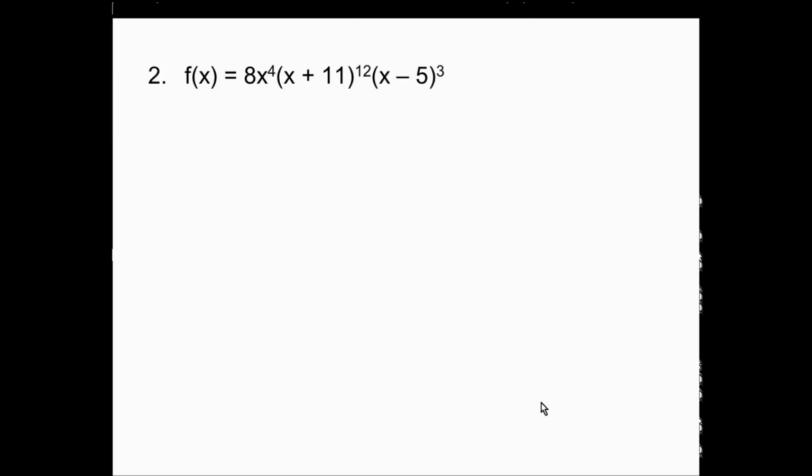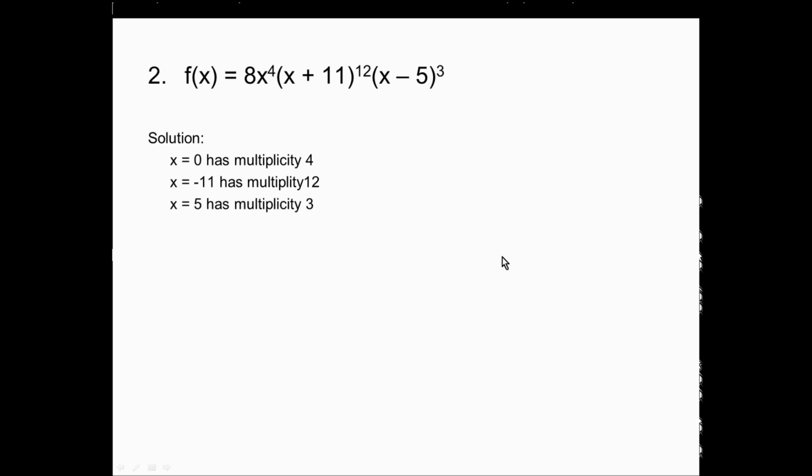Number 2. It is factored. So I have f of x equals 8x to the 4th times (x plus 11) to the 12th times (x minus 5) to the 3rd. Don't multiply it out. Remember, we want to use the factors to get the zeros. Now don't forget the first factor of 8x to the 4th. So I get 0. X to the 4th appeared 4 times, so the multiplicity is 4. From x plus 11, the zero is negative 11, and the multiplicity is 12. From x minus 5, we get 5, and the multiplicity is 3.